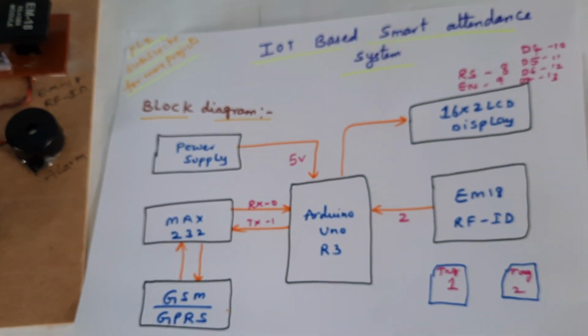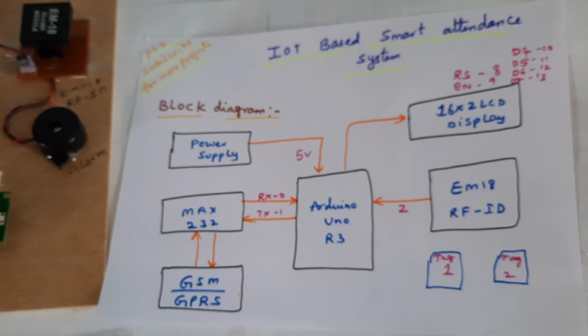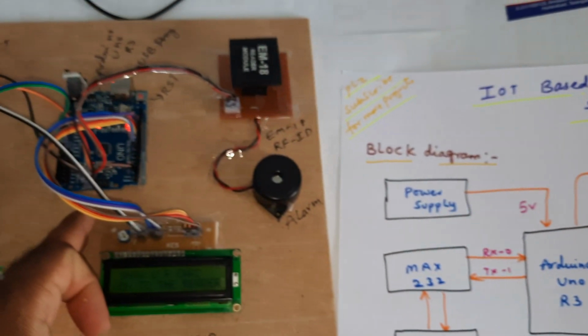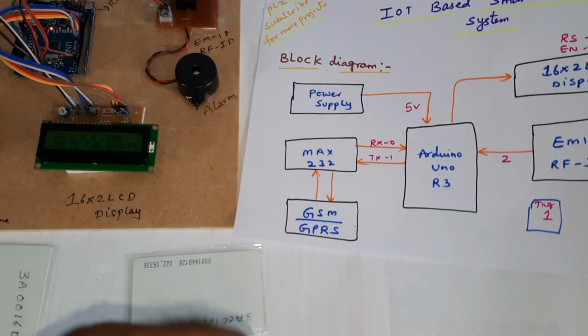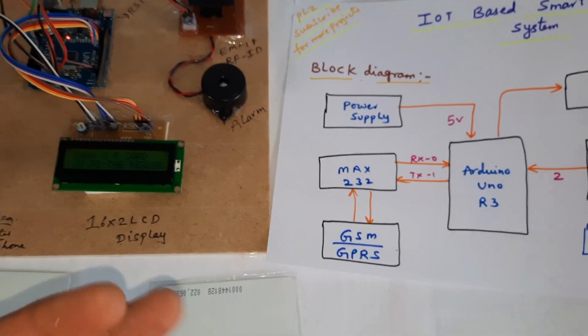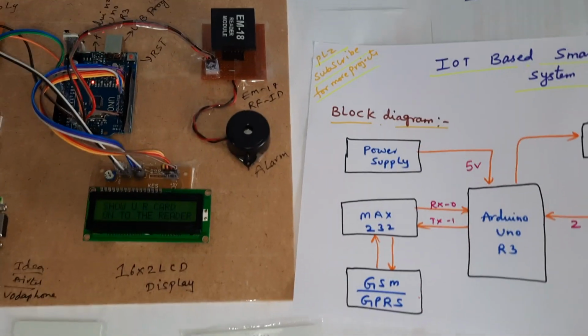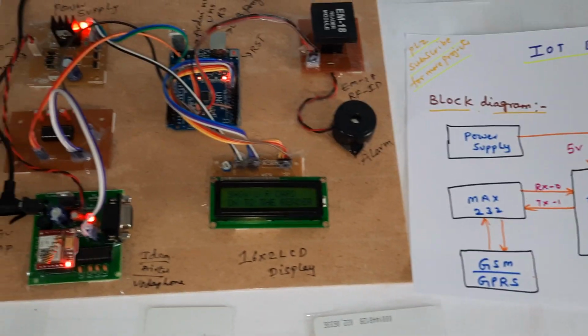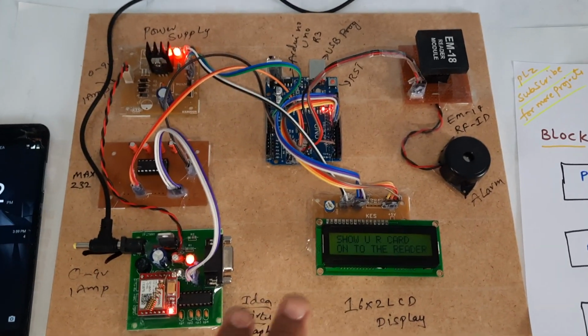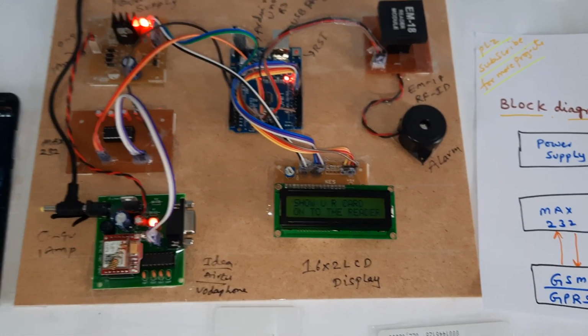So we can increase the cards also. There is low memory consumption, so we are using 2. If you go for ATmega 2560, we can use 4 cards, 6 cards, 10 cards, and so on, increasing the number of cards. Now we are using only 2 cards for demonstration purposes.